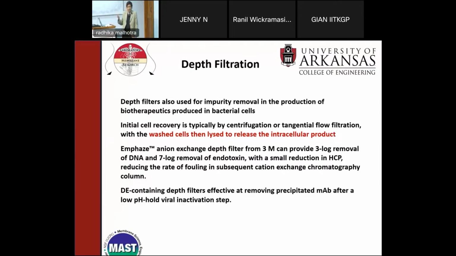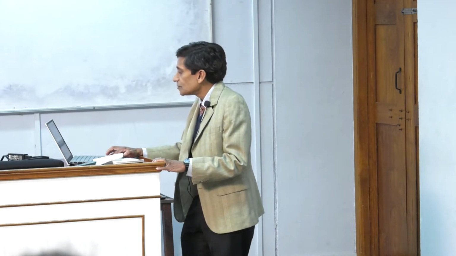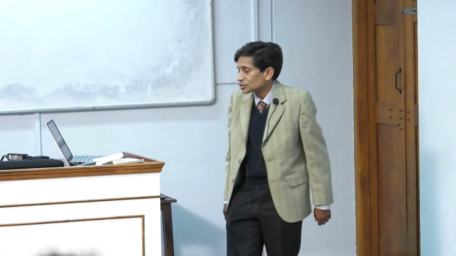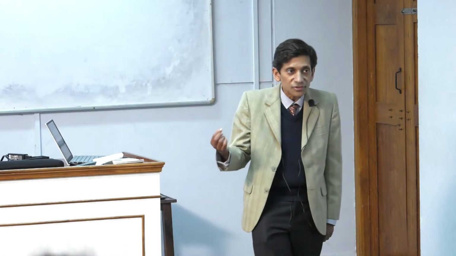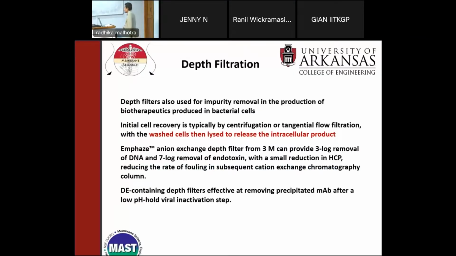But once you lyse them, that's really very complicated, and sometimes you have to do it, but then it's complicated because you've got a huge mass of very tiny particulate matter, enzymes, all sorts of things that are very difficult to remove. And so this particular device, this Emphaze, which is an anion exchange depth filter from 3M, and it's a relatively new product, can produce up to 3 log removal of DNA, 7 log of endotoxin with a small reduction of host cell protein, reducing the rate of fouling on subsequent cation exchange chromatography columns. So again, there's a great deal of interest in using these sort of devices where you can remove these contaminants that would affect further downstream purification.